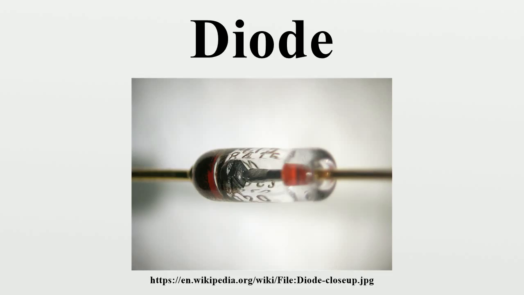Throughout the vacuum tube era, valve diodes were used in analog signal applications and as rectifiers in DC power supplies in consumer electronics such as radios, televisions, and sound systems.